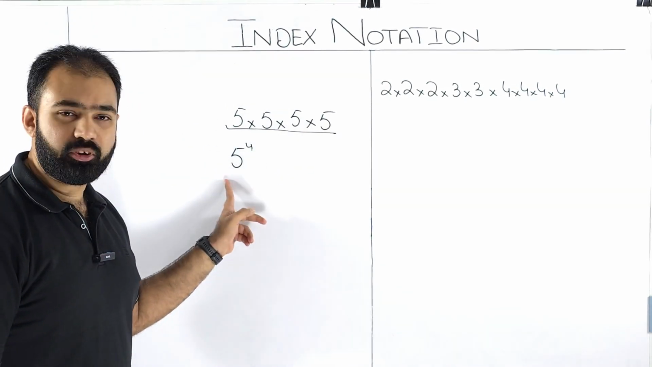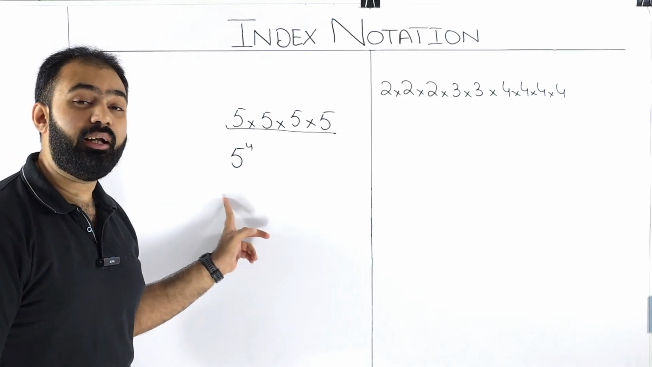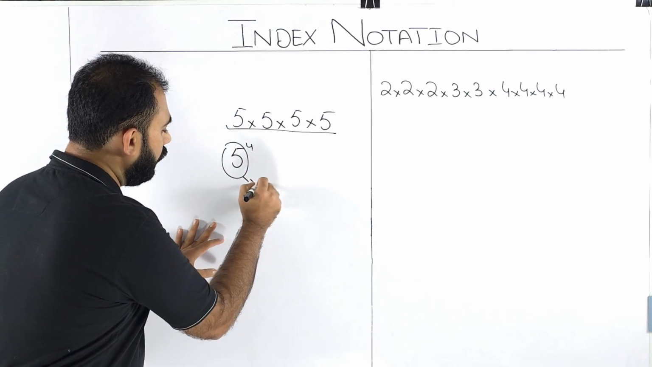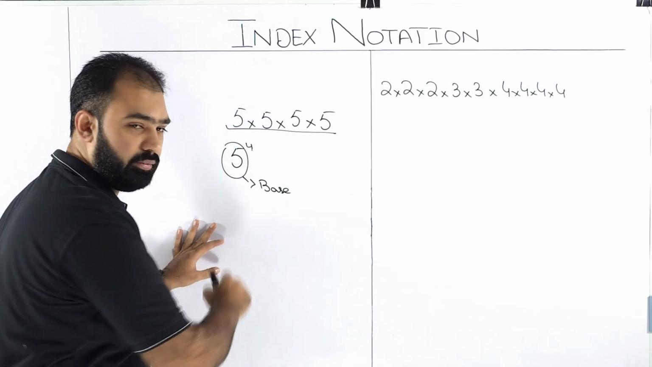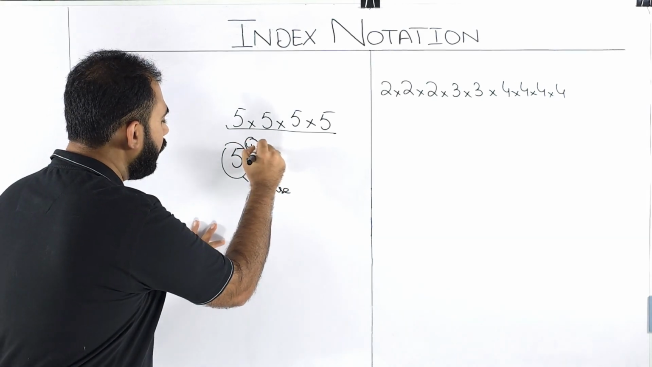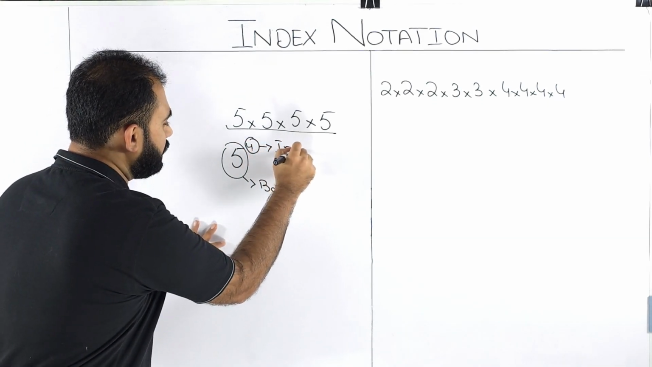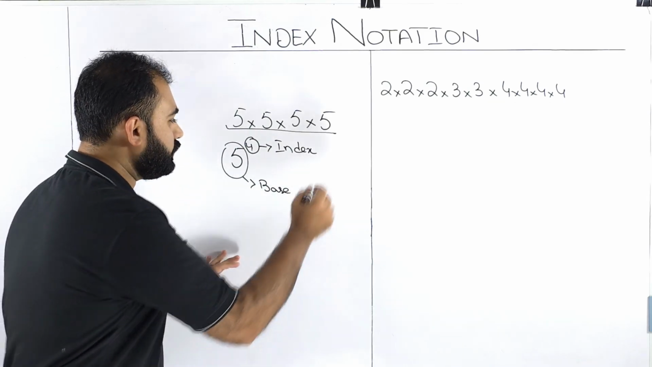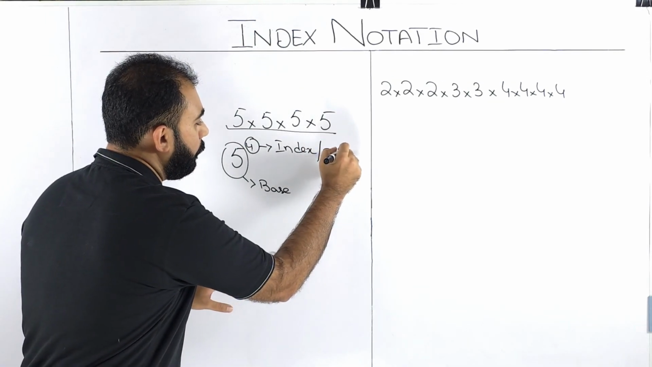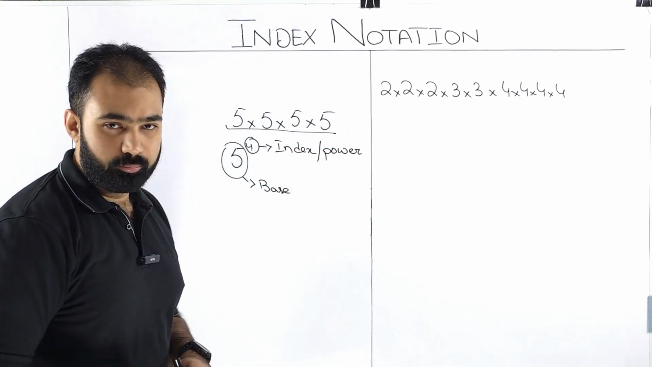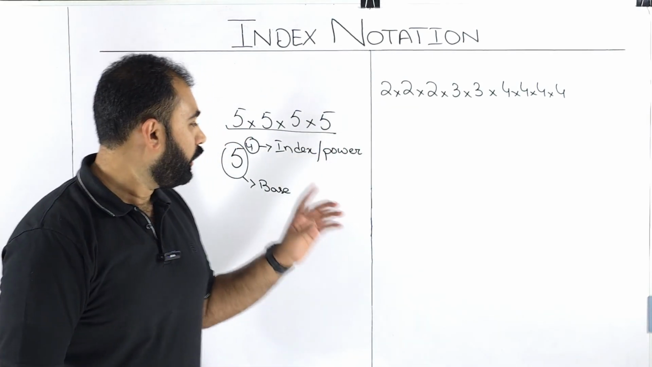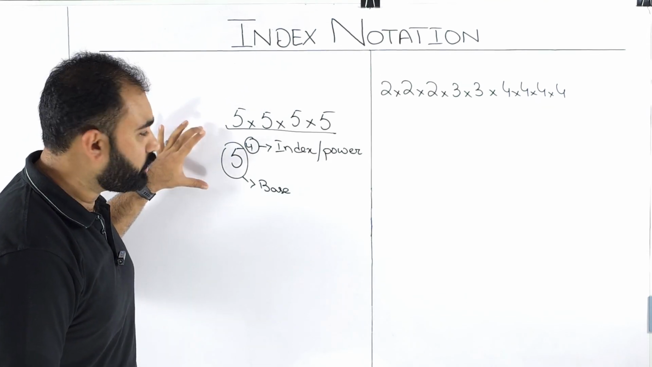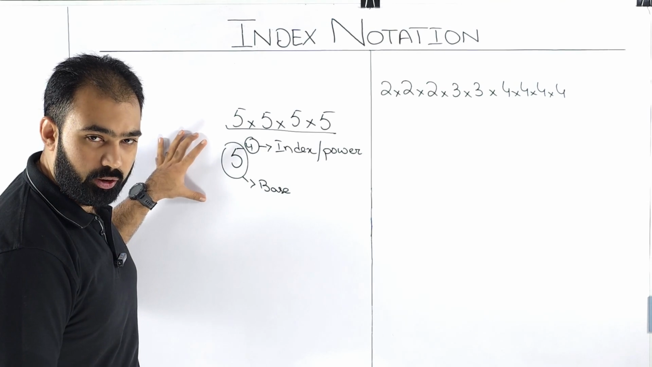This form of representation is called index notation. Why? This 5 is called base, the number in consideration, and this 4 is called index. And in very common terminologies, we use it as power. So, converting this string into this form is called index notation.